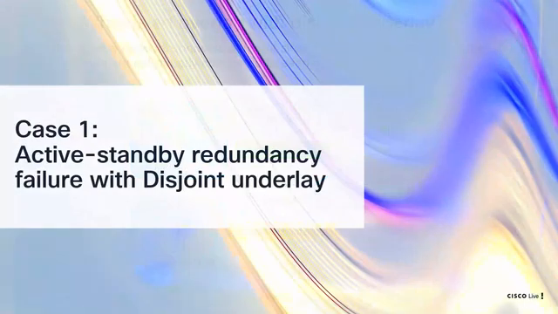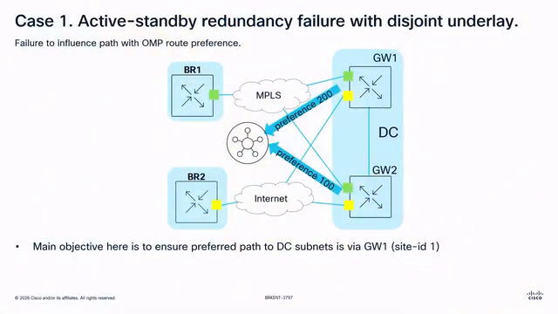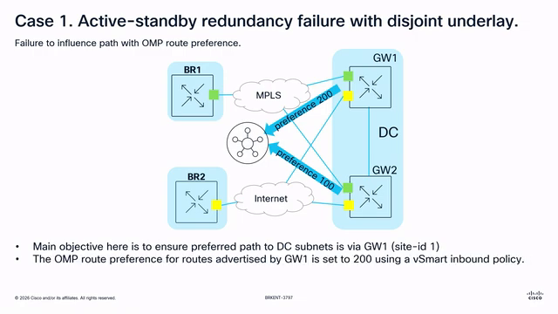The case number 1, which we will be discussing today, is active-standby redundancy, which is not working properly in such an overlay. The main objective here was to ensure the preference towards the data center is through gateway 1, for whatever reason. Maybe a more powerful router, I don't know. How was it implemented? A higher preference was set on the announcement from gateway 1 to vSmart, and a lower preference from gateway 2, right? The OMP preference for the route.